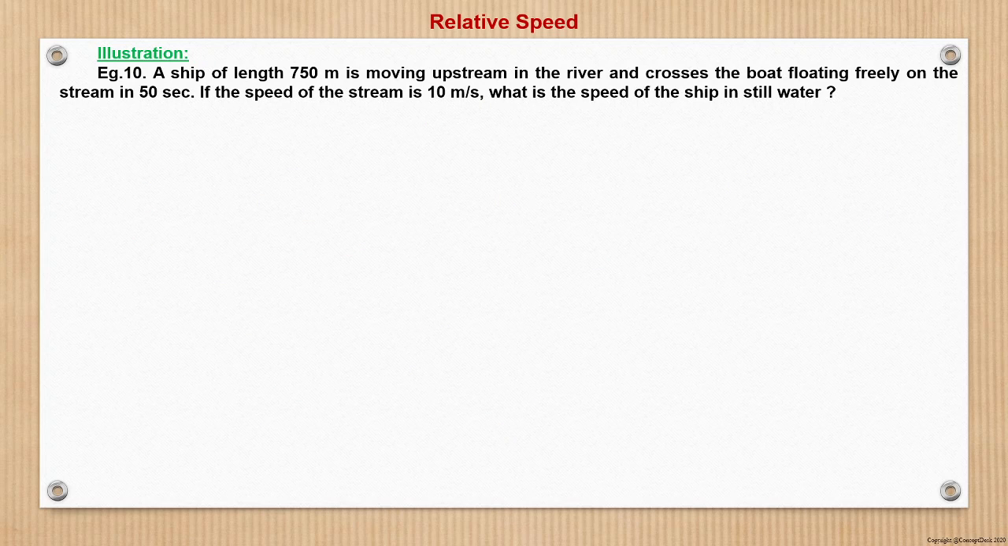Now let us see this: a ship of length 750 meter is moving upstream in the river and crosses a boat floating freely on the stream in 50 seconds. If the speed of the stream is 10 meter per second, what is the speed of the ship in still water? So let us see what it will be.